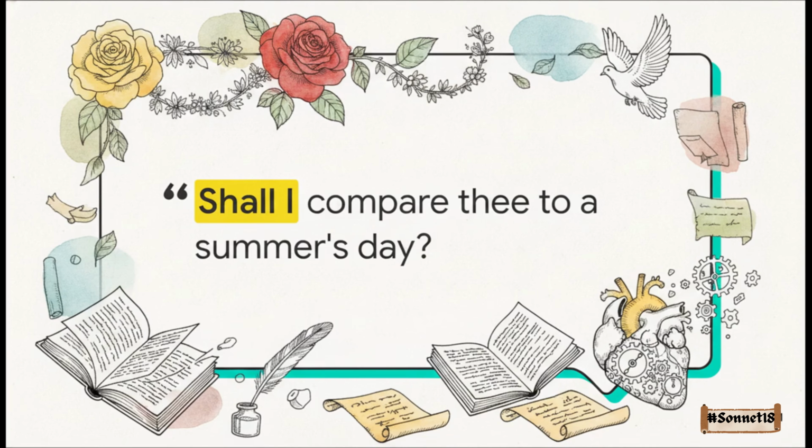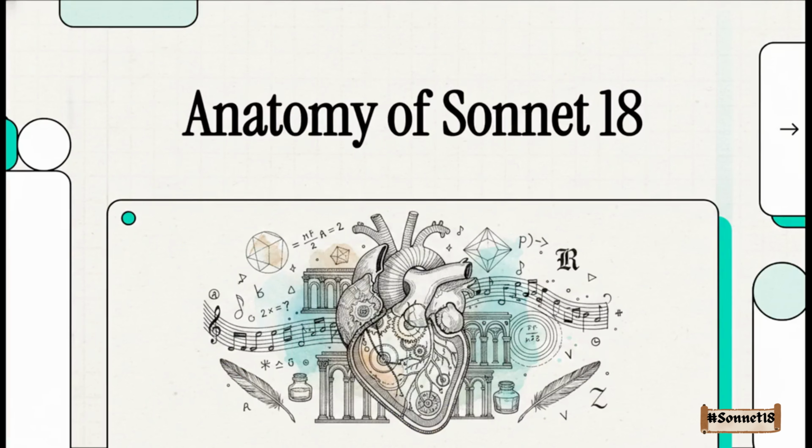Today, we are going to deconstruct a literal literary masterpiece. We're going to look at exactly how a 400-year-old poem manages to remain completely, stubbornly unforgettable. Welcome to This Explainer. Today, our focus is the anatomy of a masterpiece, how Shakespeare crafted Sonnet 18.